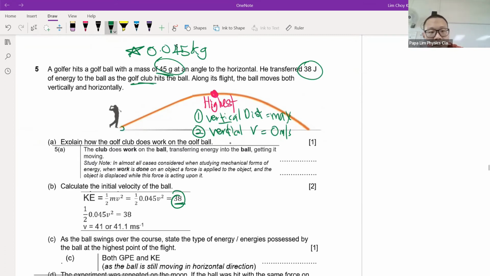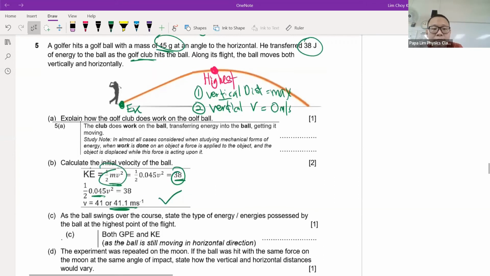So at the beginning stage, the energy available here is actually kinetic energy only, because it has not lifted off from the ground. So all the energy will be converted to kinetic energy, which is half mv squared. I know the mass is 0.045 kg, so I will definitely be able to calculate the speed of the ball using the formula half mv squared. I would say it's quite easily done.